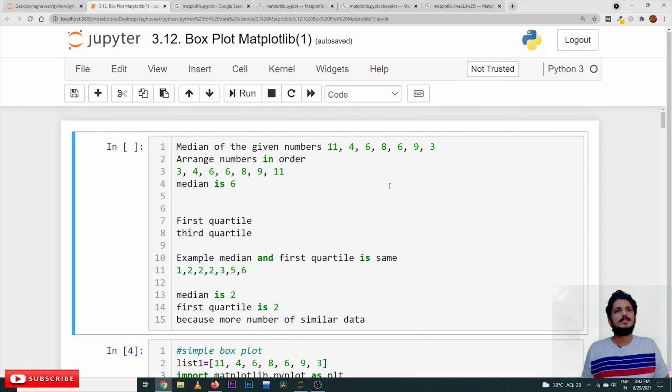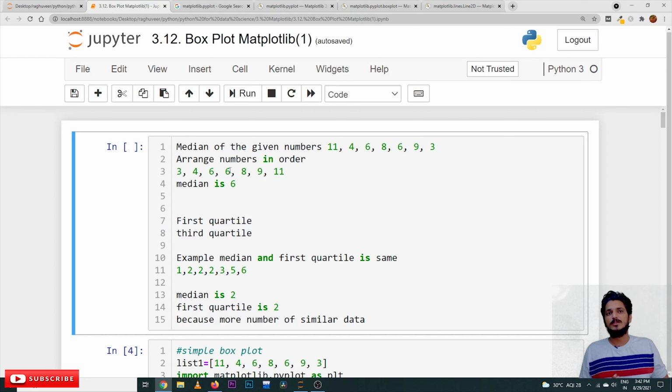Coming to our example, if you want to identify the median of the given set of numbers, this is the example. Median of the given numbers 11, 4, 6, 8, 6, 9, 3. These are the numbers which are provided. To find the median value of the given set of numbers, arrange the numbers in ascending order: 3, 4, 6, 6, 8, 9, 11. The middle number is considered as the median value. In our example, the median value is 6.